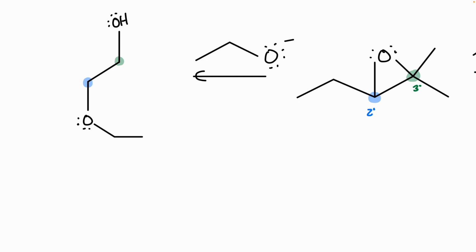And then I'm done? No, I just got to include all the other carbons here, right? So that green carbon had these 2 methyl groups. Stick those on there. My blue carbon, I'm going to need to put an ethyl group on there. And then again, we can always count carbons to double check. 1, 2, 3, 4, 5, 6. 1, 2, 3, 4, 5, 6.